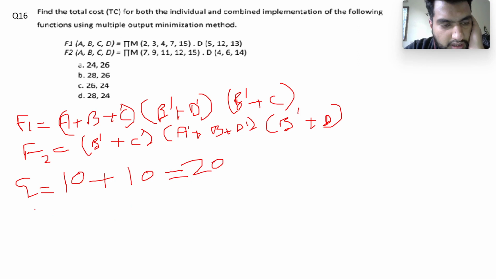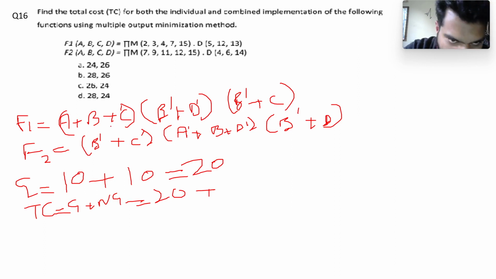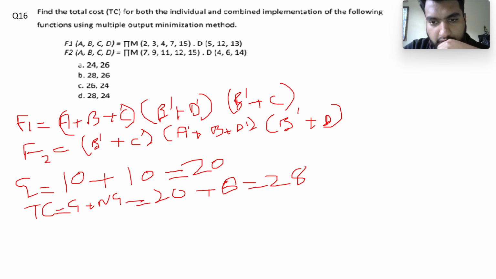So total cost will be equal to G plus the number of gates. The number of gates will be: we have 1 OR gate, 2, 3, 4, 5, 6 OR gates, and 2 AND gates. So we have 8, so that is 28. So for individual, the total cost is coming out to be 28.